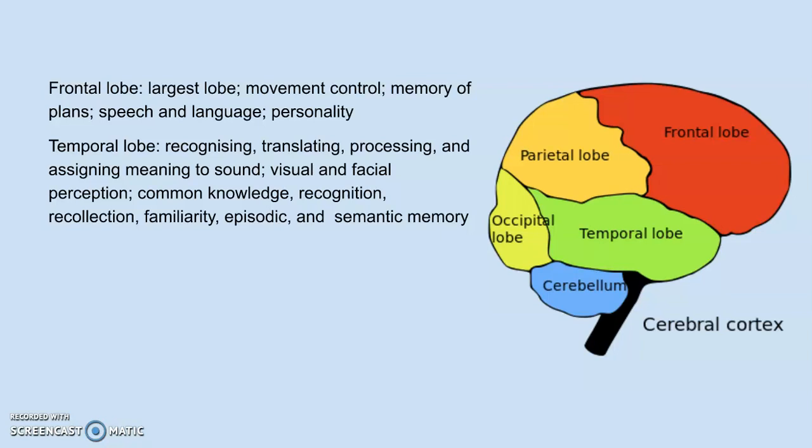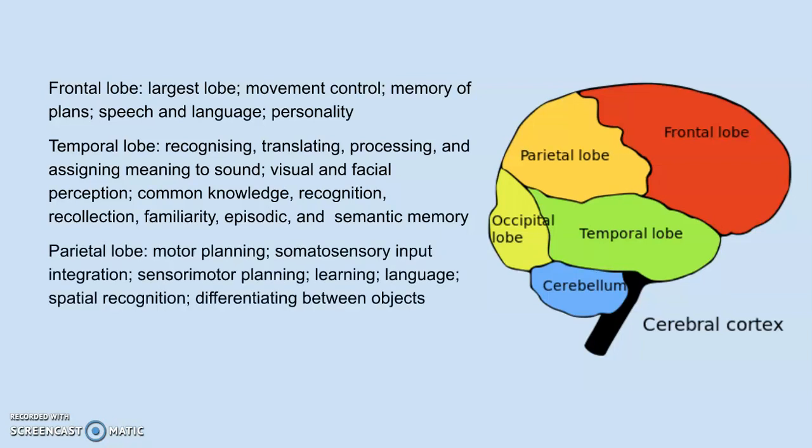Your parietal lobe is this orangish section here, and this is another one where it has a pair on the other side. And these lobes are responsible for motor planning, somatosensory input integration, sensory motor planning, learning, language, spatial recognition, and differentiating between objects. At the back of your head, in yellow here, you have your occipital lobe, which is responsible for visual processing and interpretation.